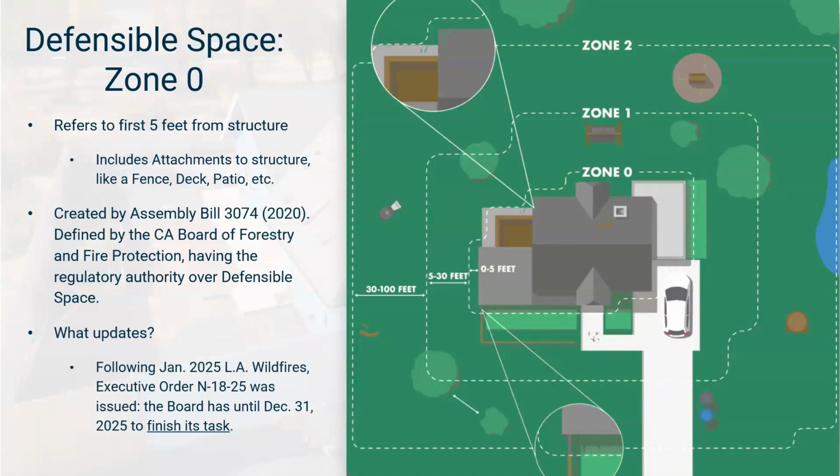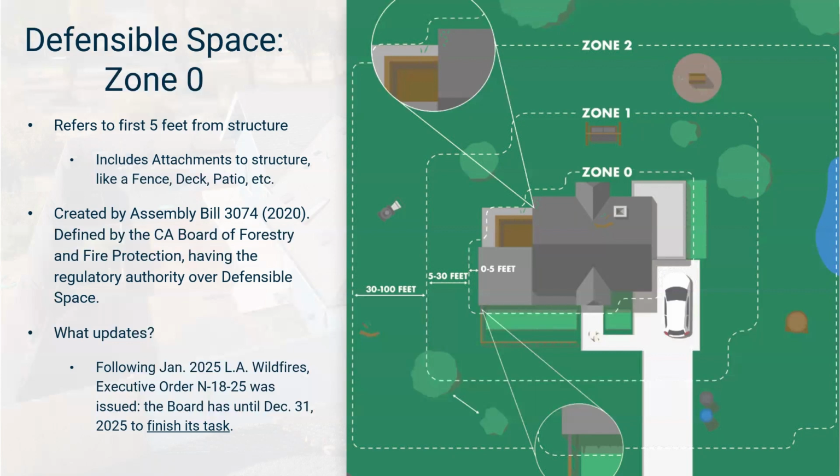Zone 0 is a zone that makes up your defensible space. Now, Zone 0 refers to the first 5 feet from your structure. If you have an attachment like a fence, deck, or patio, it goes around that and includes that, because attachments are part of our home. It was first created or thought up in an assembly bill in 2020. And essentially that assembly bill told the California Board of Forestry and Fire Protection, who has regulatory authority over defensible space guidelines in the state, to create a new zone based on a lot of the science we've been coming up with and get some regulation out about that zone.